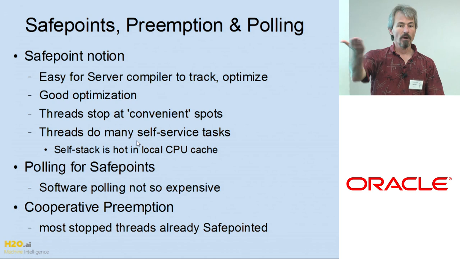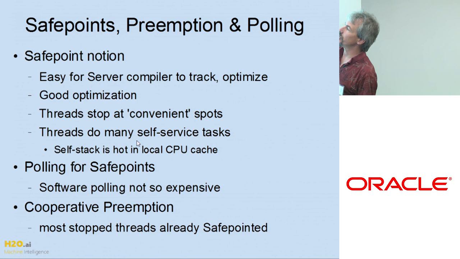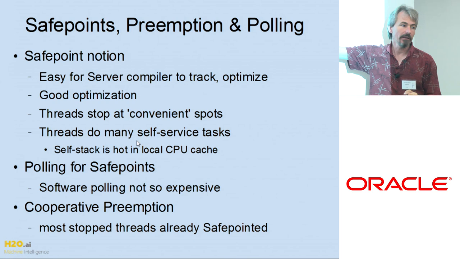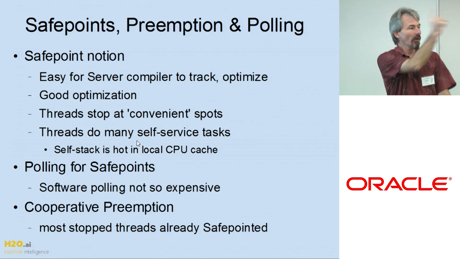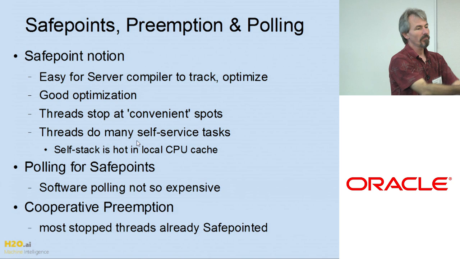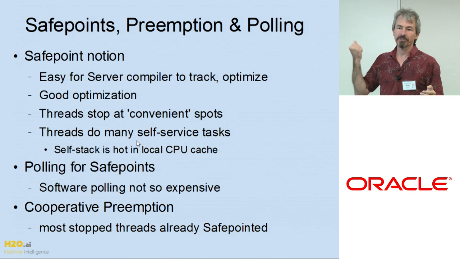The next thing you can do is when you stop a thread, you can tell him to do many self-service tasks. In particular, his own stack is hot in his own cache. So if you want to do a GC crawl on a running thread, don't have a GC thread crawl that thread, because everyone's caches are all wrong. Tell that thread, crawl your own stack. And then come up with a list of oops and put them down in your own memory space somewhere. And later in the background, the GC thread can come by and scrape them and say, thank you, mister, for your stack roots, and carry on, right?